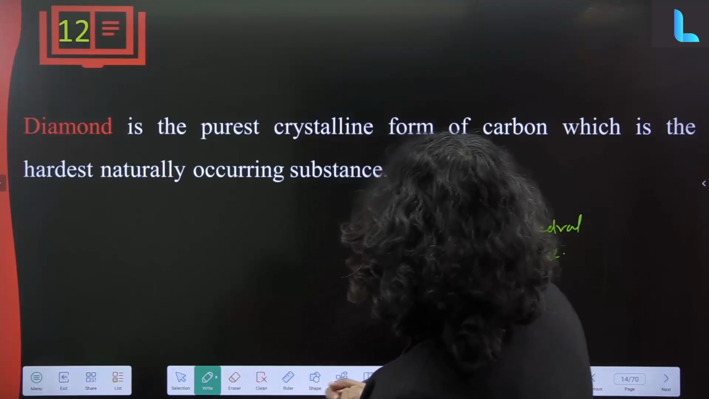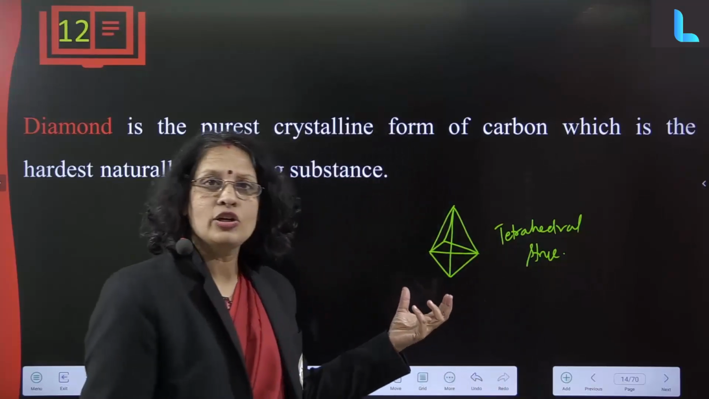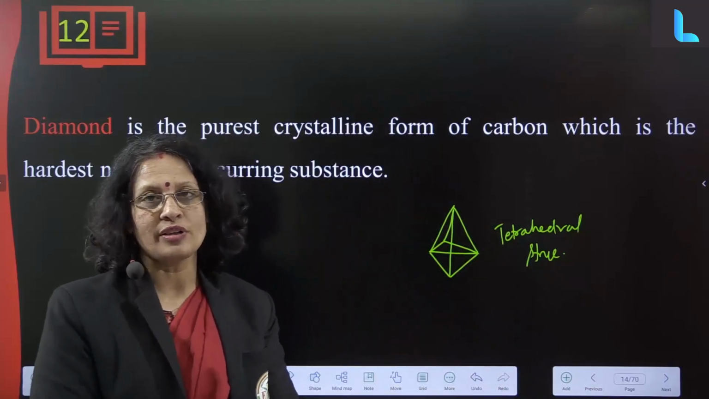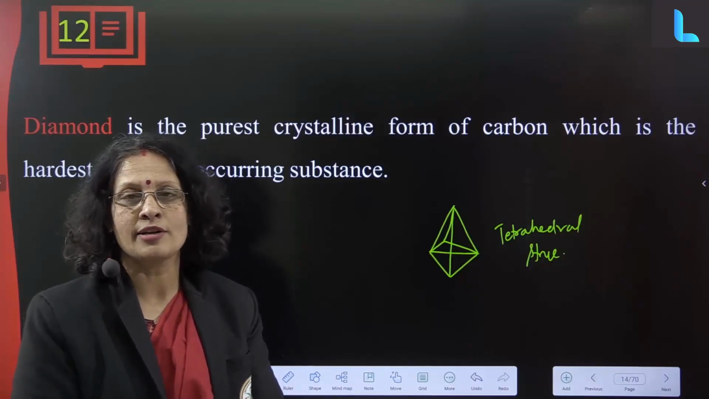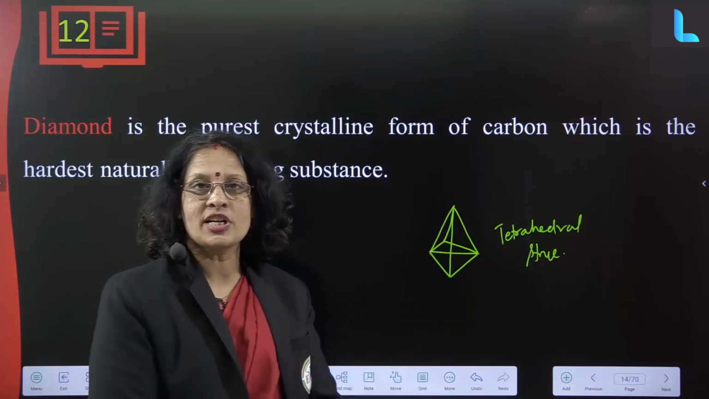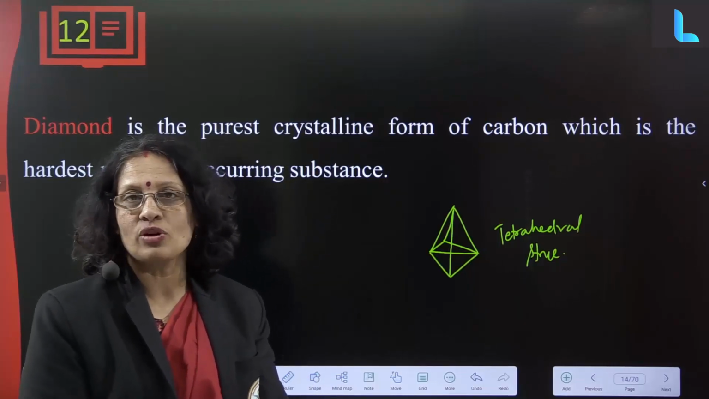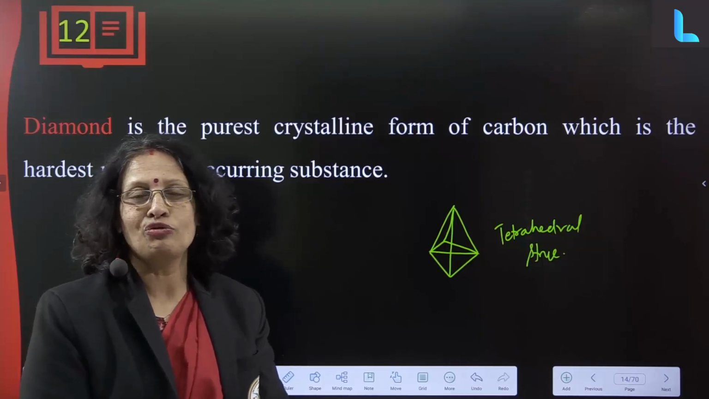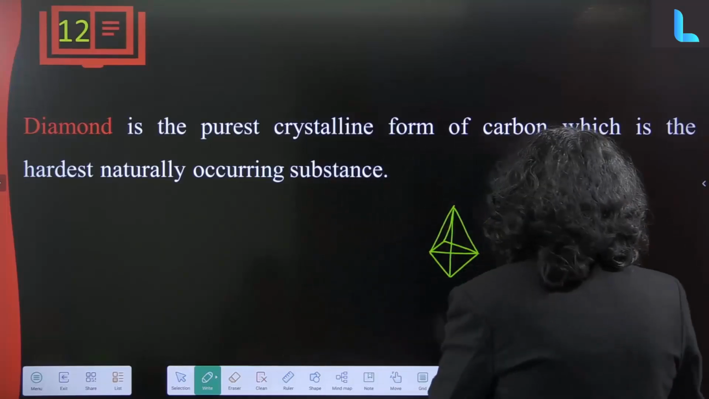Diamond is the purest crystalline form of carbon, and the hardest naturally occurring substance. Okay, so it is used for cutting tools. At the tip of cutting tools also diamond is used, because it is the hardest substance. You will study hybridization also. It has sp3 hybridization, which makes the structure very compact. It does not have any free electrons, so it cannot conduct electricity, and it has a perfect geometrical shape.